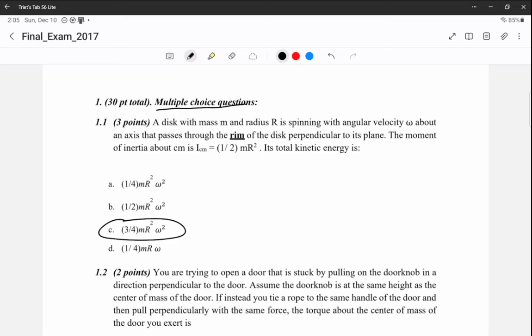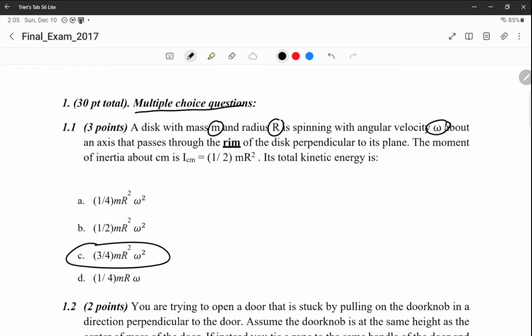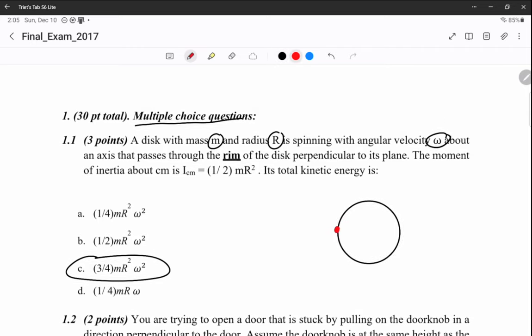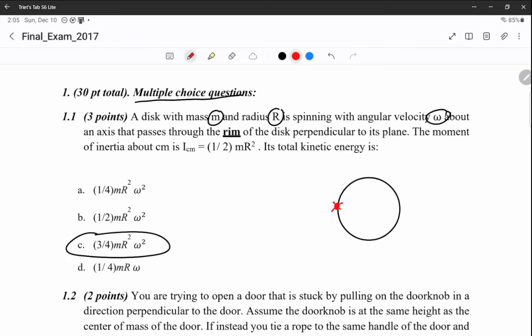First problem, we have a disk with mass m, radius r, spinning with an angular velocity omega about an axis that passes through the rim of the disk. So let's say this is the disk, and the axis is going to be through the rim of the disk, perpendicular to this plane. So that's going to be either into the page or out of the page. Okay, and then this thing is going to rotate around that axis.